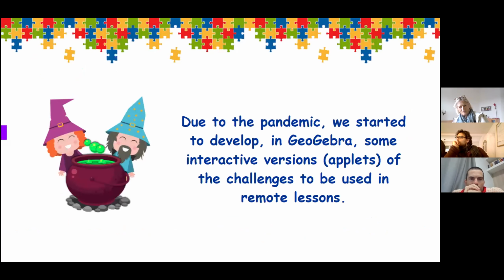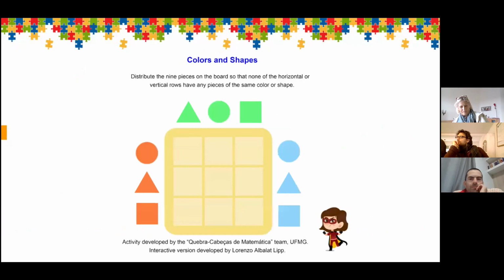Due to the pandemic, we started to develop in GeoGebra some interactive versions, applets for challenges to be used in remote lessons. Here we have one of these challenges. It's called Colors and Shapes. The objective of this challenge is to distribute the 9 pieces on the board so that none of the horizontal or vertical rows have any pieces of the same color or shape. Here we have 3 shapes: a triangle, a circle, and a square, and 3 colors: orange, green, and blue.